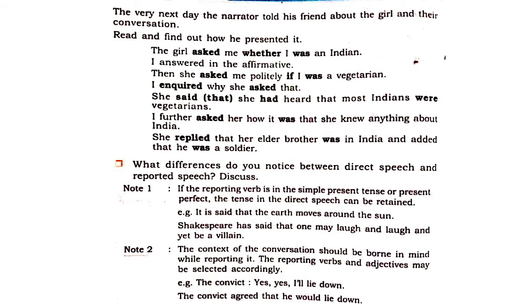That is discussed in this case story. The very next day, the narrator told his friend about the girl and their conversation. Read and find out how he presented it. See, the girl asked me whether I was an Indian. That is the first sentence. Then I answered in the affirmative. Then she asked me politely if I was a vegetarian. I inquired why she asked that. She said that she had heard that most Indians were vegetarians. I further asked her how it was that she knew anything about India. She replied that her elder brother was in India and added that he was a soldier.